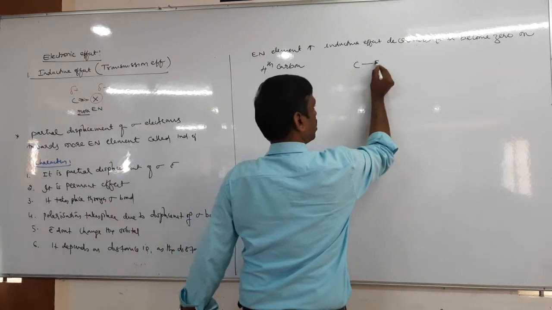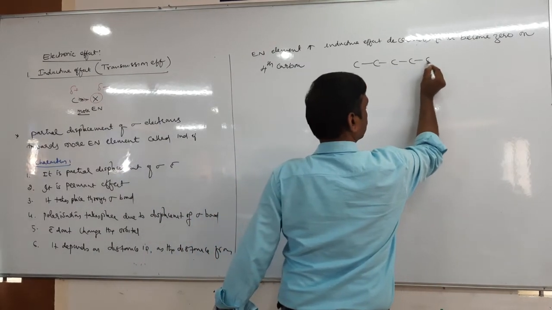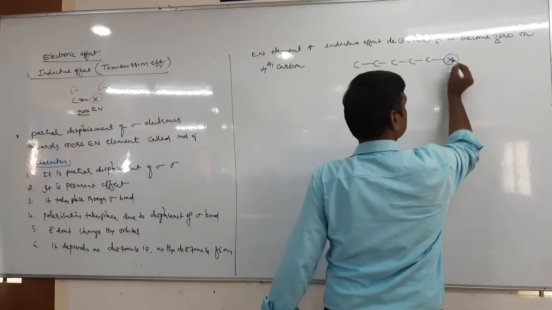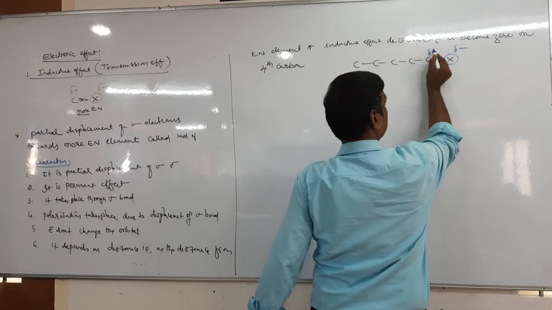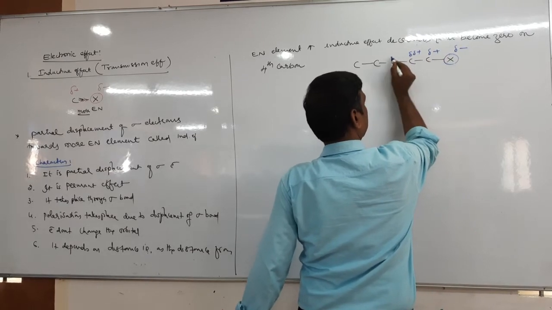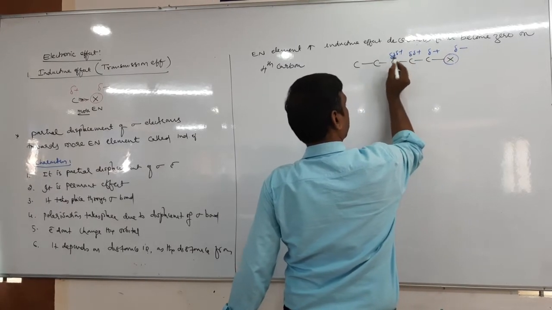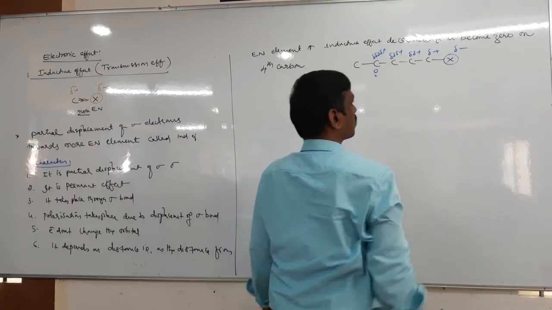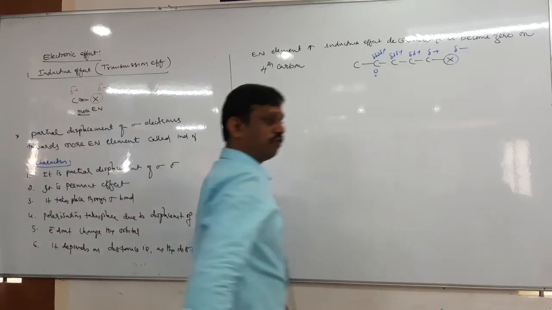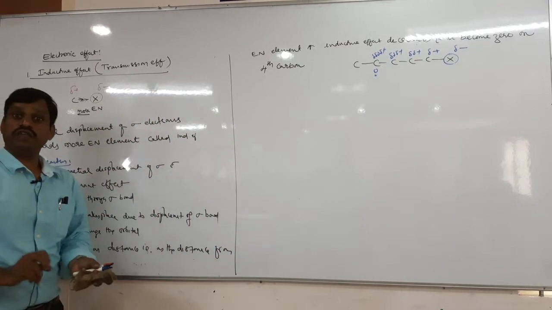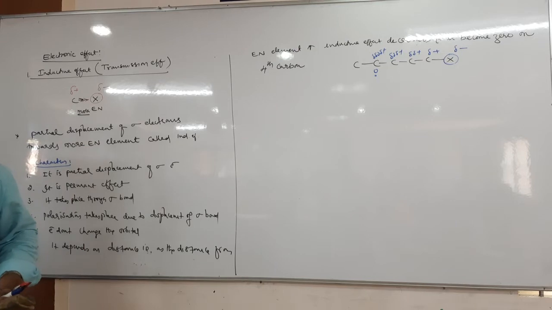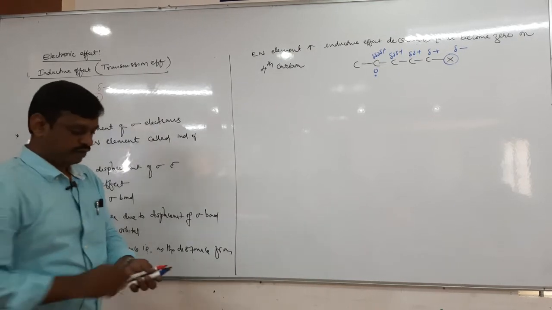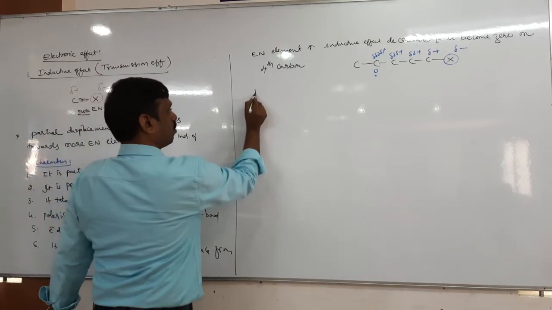So it can be shown like this. If X is a more electronegative element, it is partial negative, then partial positive, partial 2 positive, 3 partial positive, and 4 partial positive, which is equal to 0. 1, 2, 3, 4. On the fourth carbon, inductive effect becomes almost 0. Okay, these are the characteristics of inductive effect. Next is types of inductive effect.